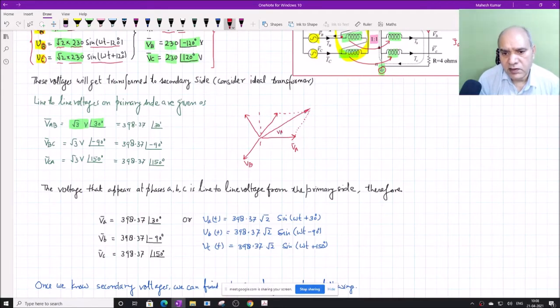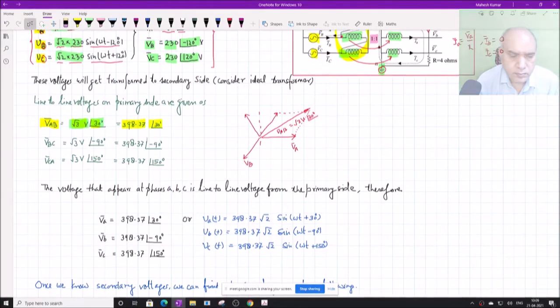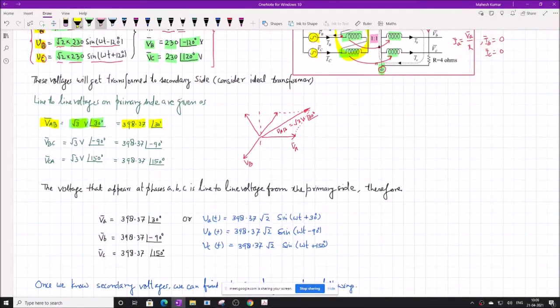So this V_AB is nothing but root 3 into the RMS value into angle of 30 degree. Therefore, this V_AB is root 3 V angle of 30 degree, which is 398.37 angle of 30 degree, because V is 230 volts. So you can multiply 230 into root 3.